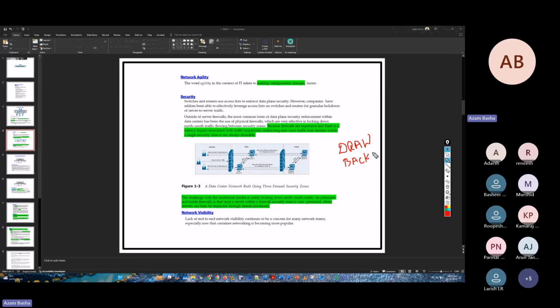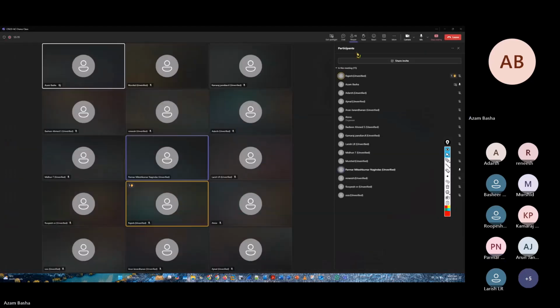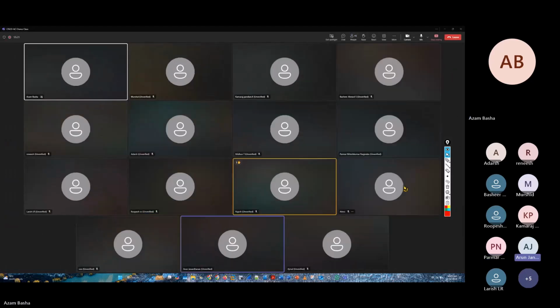So before moving on to the advantages of SDN solutions like Cisco ACI, does anyone have any questions on this? Are we good? Yes. Okay, one yes. What about other folks? All good. All good, great.